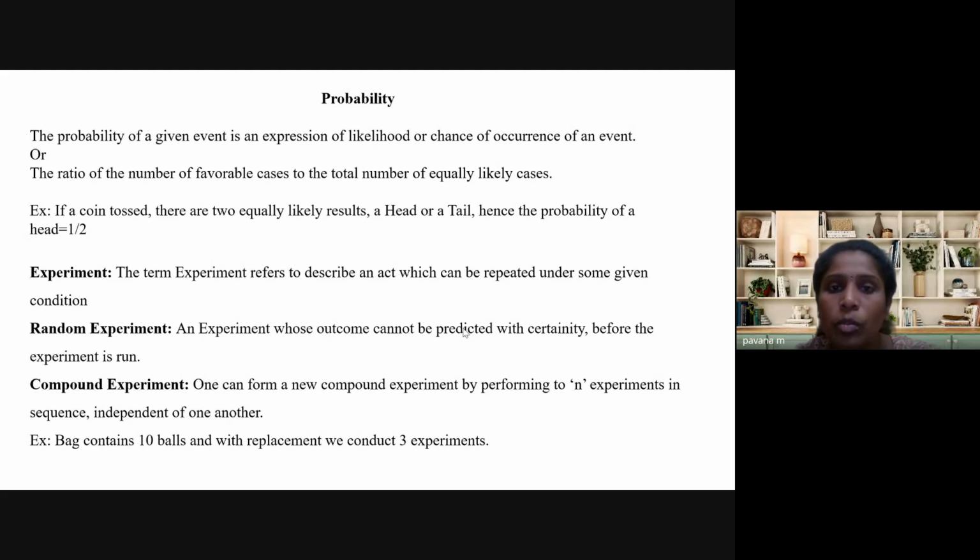That's why the number of favorable cases is only one. For head there is only one favorable case, and for tail also only one favorable case. But how many total likely cases? Two, because you can get tail or you can get head. So that's why 1 by 2. This is the example of the second definition.